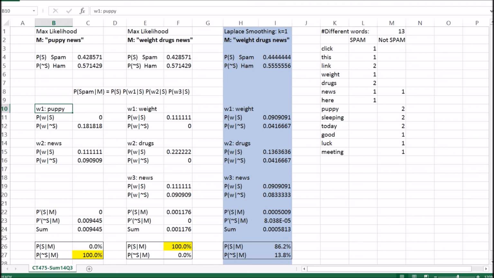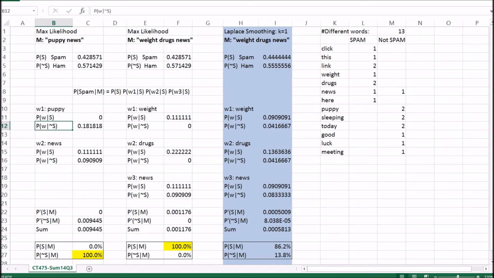So word 1 here is puppy. What's the probability of that word in our spam set? Well, here's our spam set over here, and puppy does not occur at all. So in fact, using simple frequency counts, the probability of the word puppy in spam is 0.